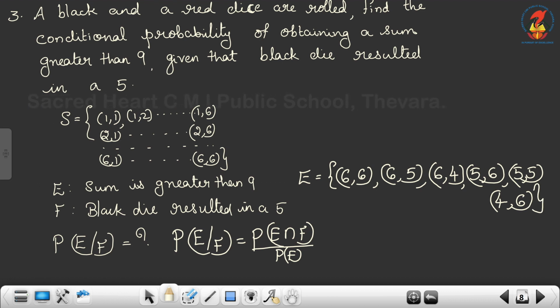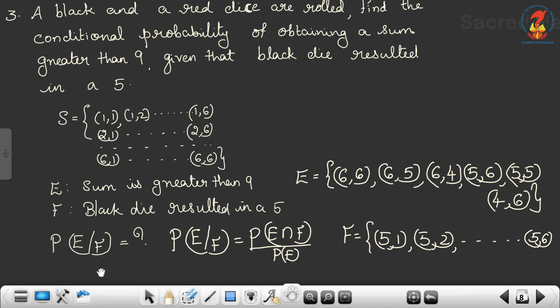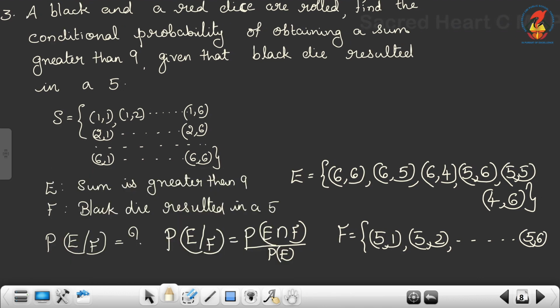Now what is F? F is black die resulted in 5. Black means the first one. Black die resulted in 5 means the first element must be 5. So I can write 5, 1. That is the 5th row: 5, 2, 5, 3, 5, 4, 5, 5, 5, 6. This is F. Okay. Now what is E intersection F? Any common element? Yes, 5, 6 is here. 5, 5 also. 5, 6 and 5, 5.